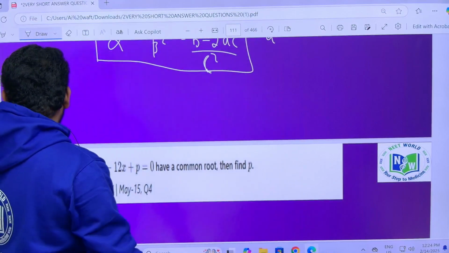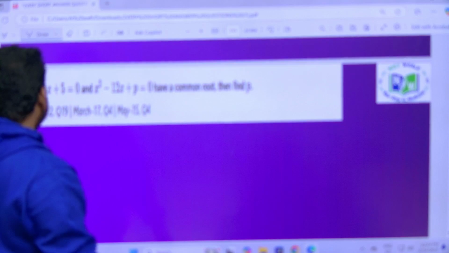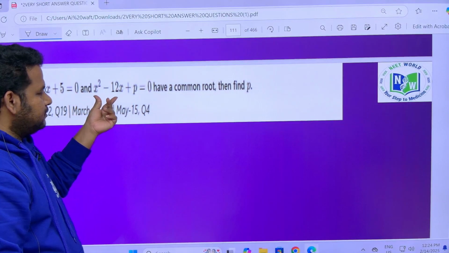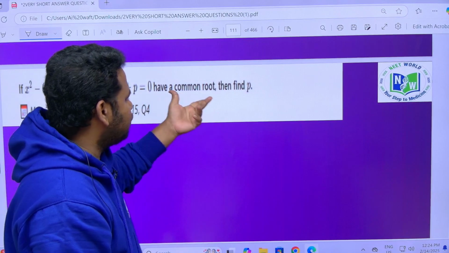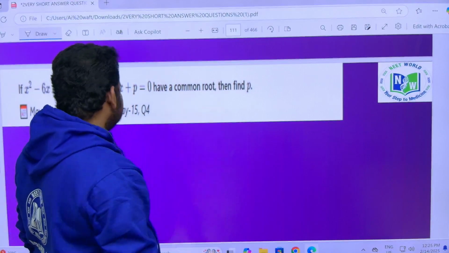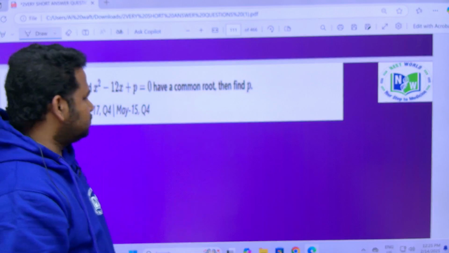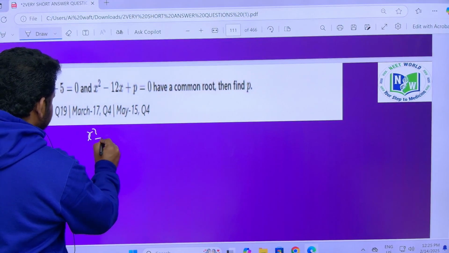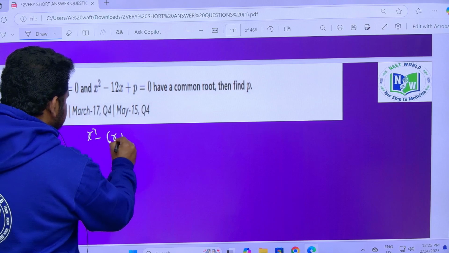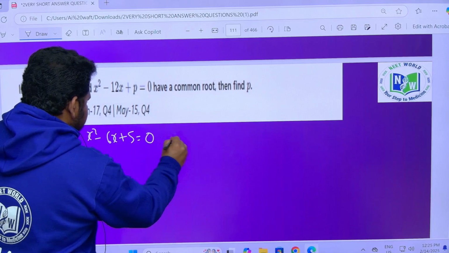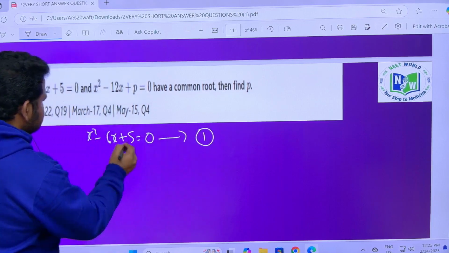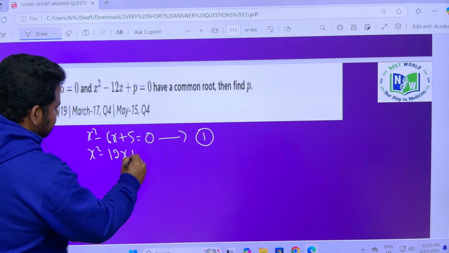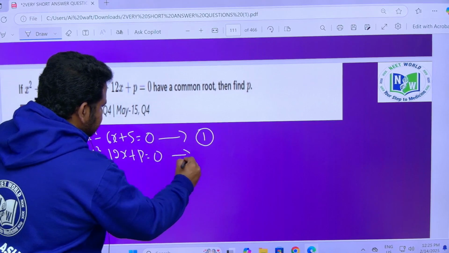Next thing, they have given: if x square minus 6x plus 5 is equal to 0 and x square minus 12x plus p is equal to 0 have a common root, they are asking us to find p. This is similar to the first question which we solved. So let us solve this. The first equation is x square minus 6x plus 5 is equal to 0. Second equation that they have given is x square minus 12x plus p is equal to 0.